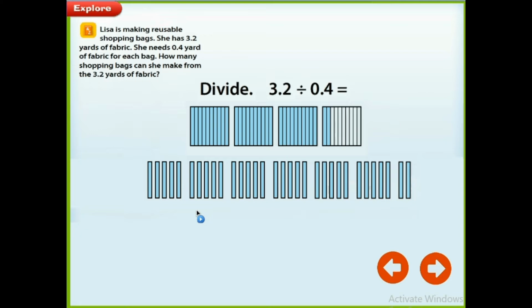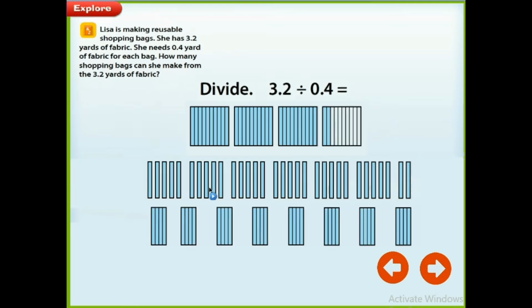Since you are dividing 32 tenths by 4 tenths, you need to group the 32 tenths into sets of 4 tenths. 32 tenths can be grouped into 1, 2, 3, 4, 5, 6, 7, 8. 8 groups of 4 tenths. Now you can see from using a decimal model that 3 and 2/10 divided by 4/10 equals 8.